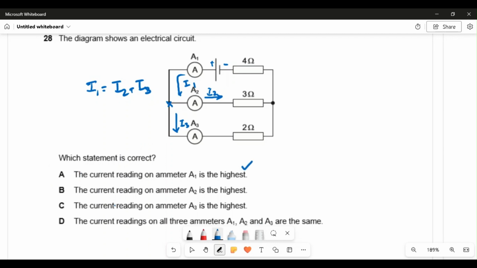Then the next option says the current reading in ammeter A2 is not highest, it is less than A1, and A3 is also less than A1. Current in all being the same is not possible, so this one is also a wrong option.